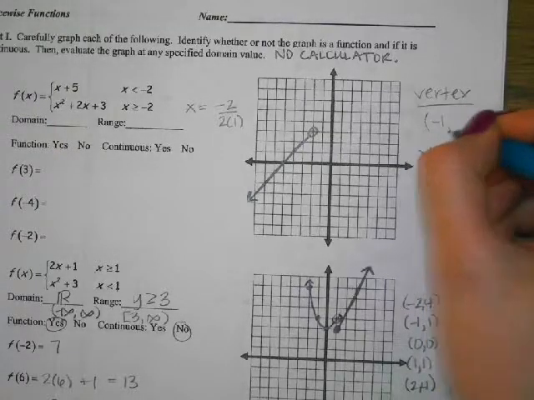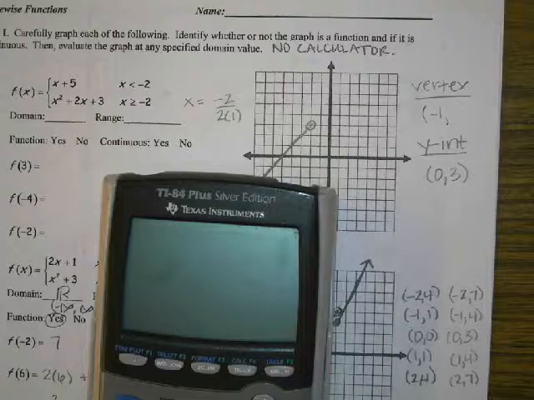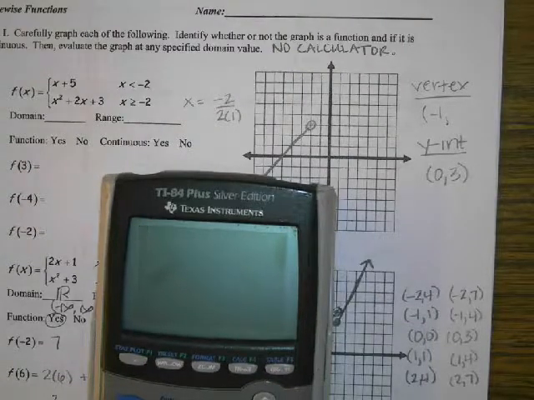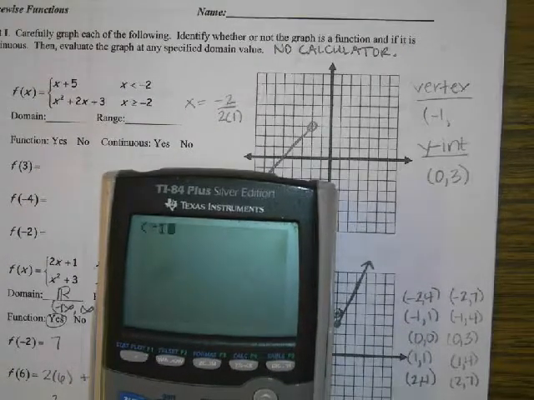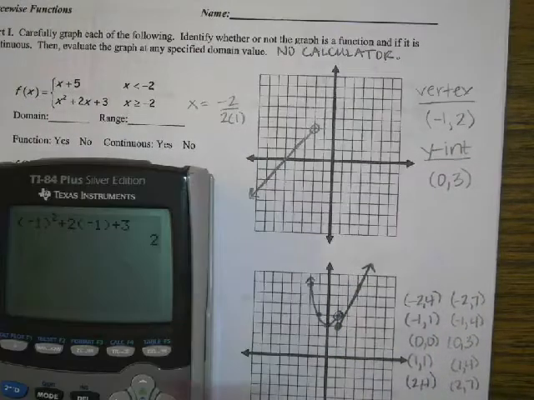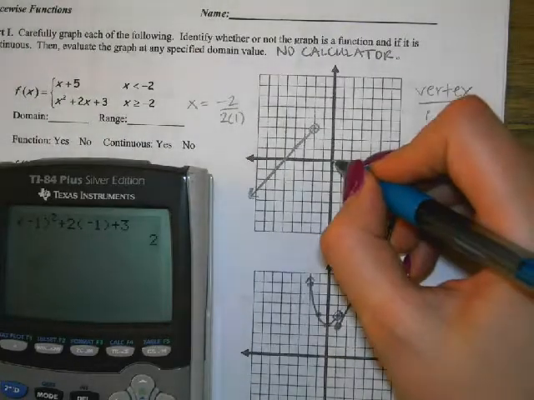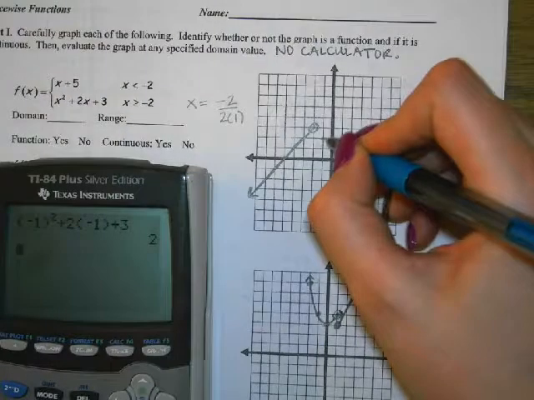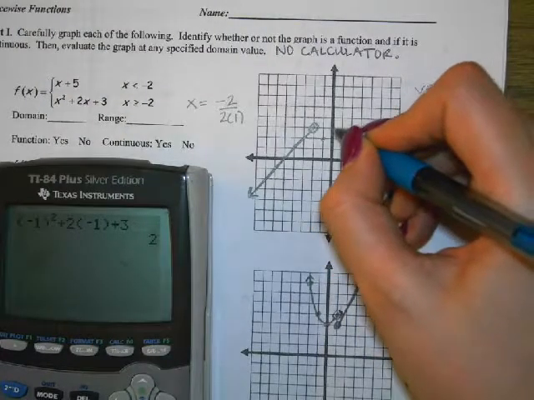Negative 1. Okay. Do we remember how to find the y coordinate of the vertex? Plug it in. Okay, so negative 1 squared plus 2 times negative 1 plus 3. So the y coordinate of the vertex is 2. Okay, so we've got the point negative 1, 2. We have the point 0, 3.